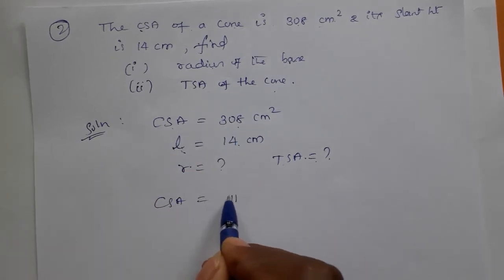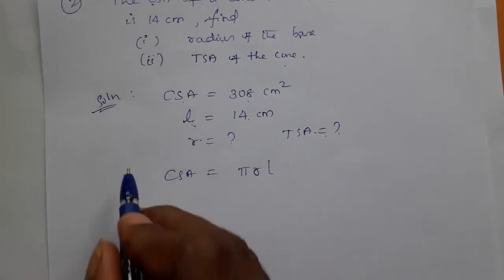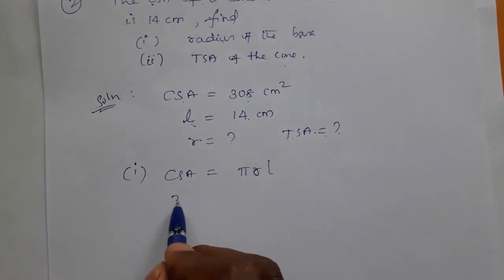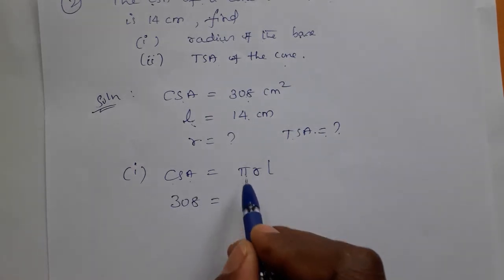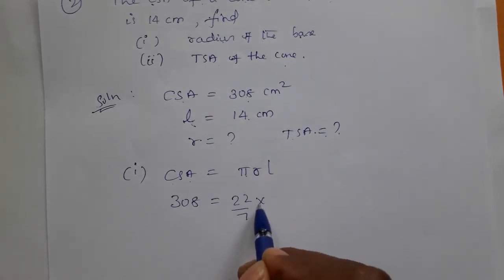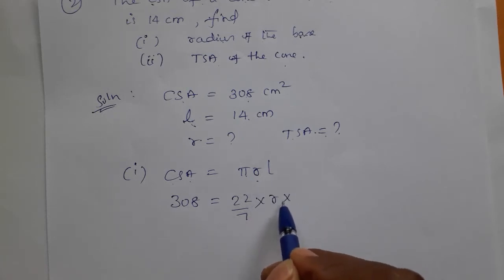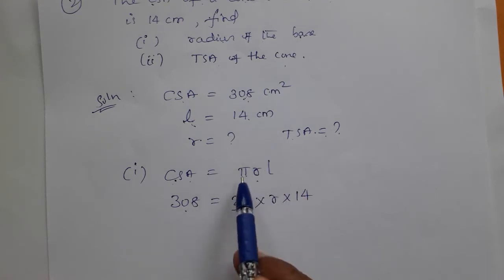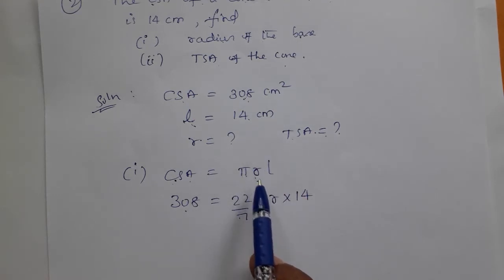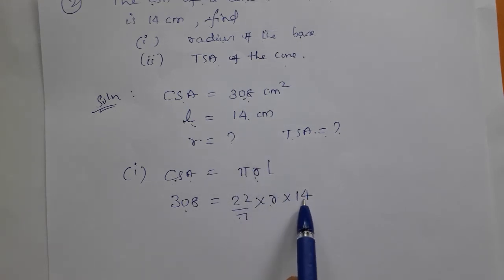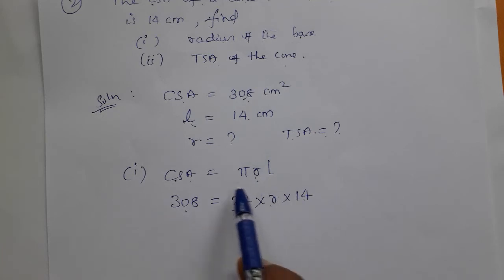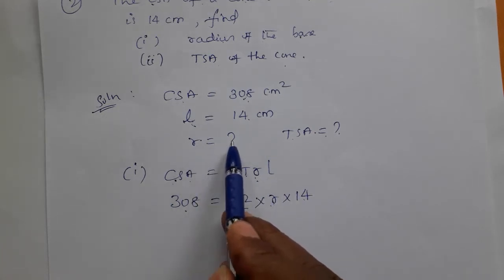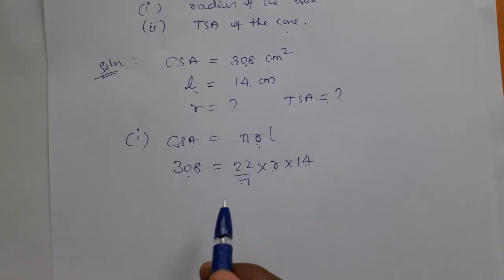Curved surface area is what? Pi RL formula. First sub question. Curved surface area is 308. Pi value 22/7. Radius not given. Slant height is given, 14. Look at this equation: curved surface area 308, pi value known, slant height 14, only radius is unknown. That we can find out after solving this.